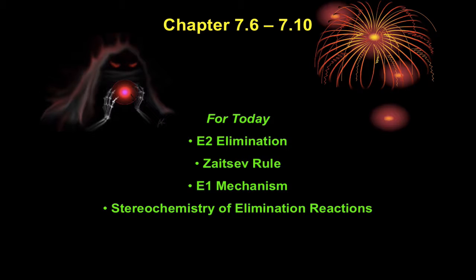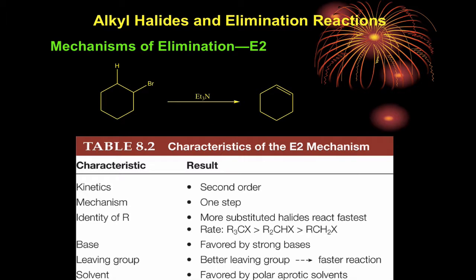Now, you will find Zaitsev spelt two different ways. I spell it with the Z, but you can also find it spelled S-A-Y whatever else, okay? It's the same rule. There's just two different spellings for the gentleman's name. I don't know why, okay?